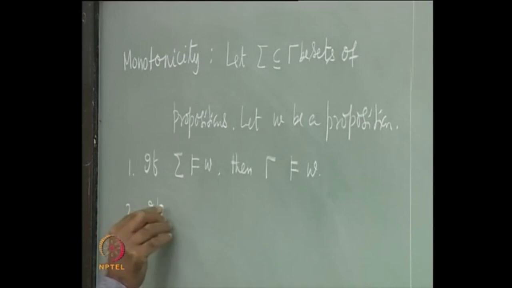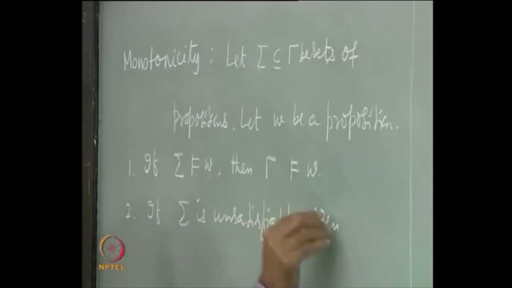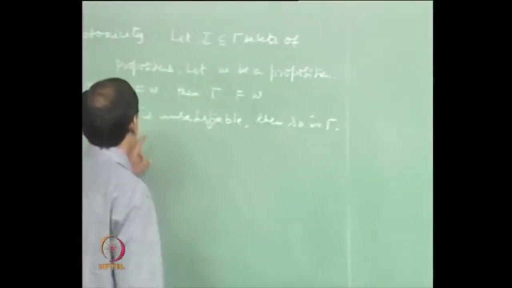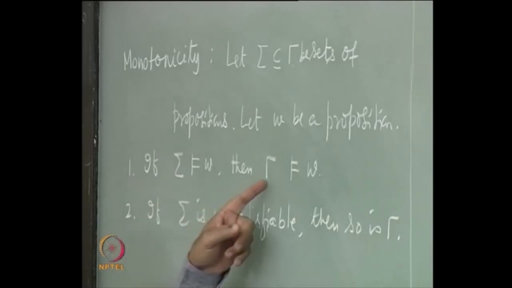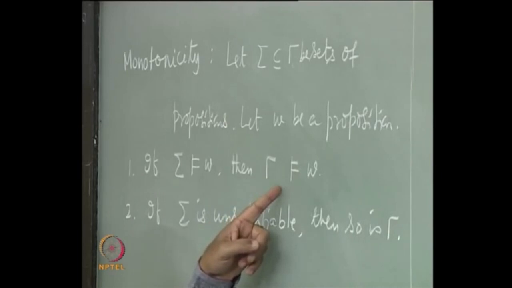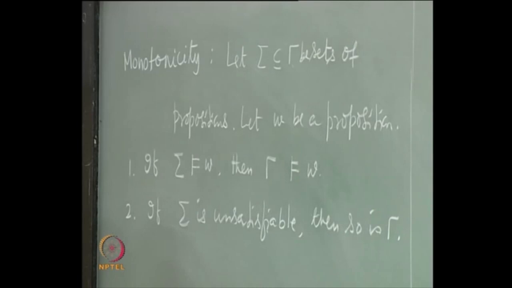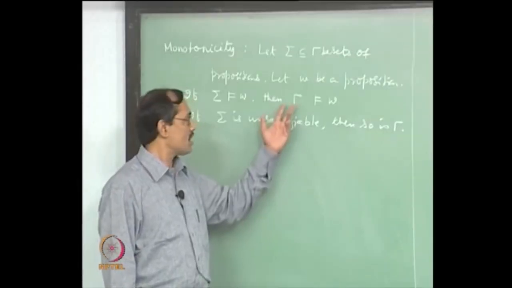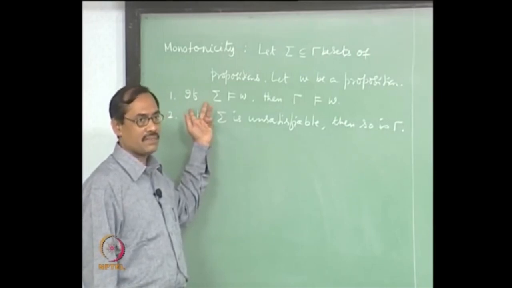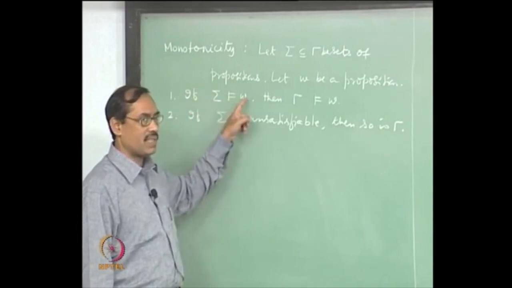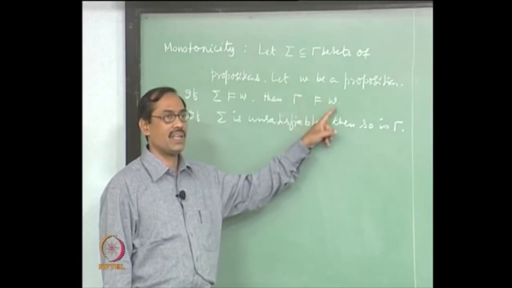There is another form which says if sigma is unsatisfiable, then so is gamma. So, essentially what do we do? We assume that sigma entails W, which means every model of sigma is a model of W. Now, we want to show that gamma entails W. So, let I be a model of gamma. Since gamma includes more propositions possibly, I is also a model of sigma. A model of a set means it should satisfy all the propositions at a time. So, all the propositions of gamma are satisfied by I, therefore all the propositions of sigma are also satisfied by I. That is, I is also a model of sigma. Once I is a model of sigma, by assumption sigma entails W, so I is a model of W, and that is it. If you start with any interpretation which is a model of gamma, it has to be a model of W, that is what we have shown.